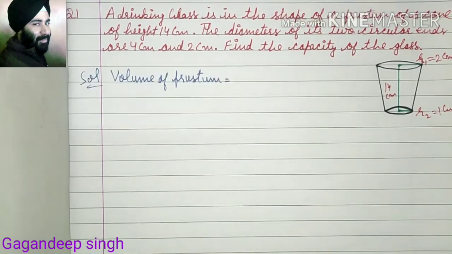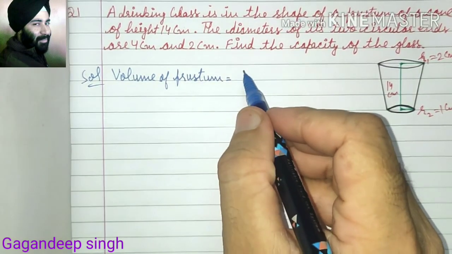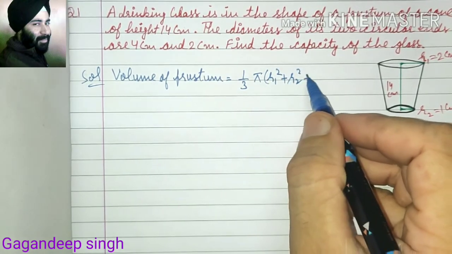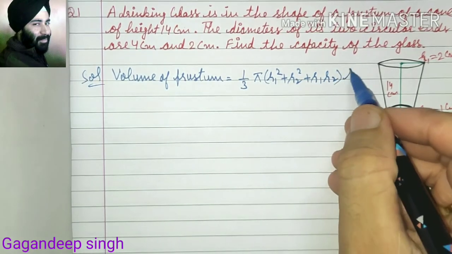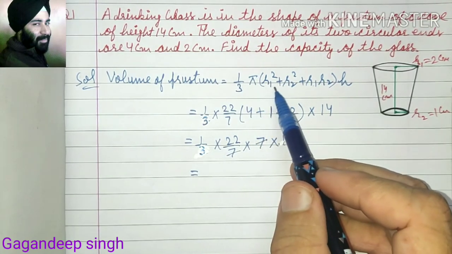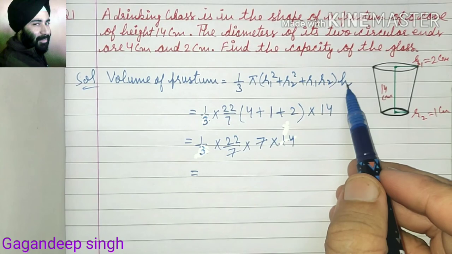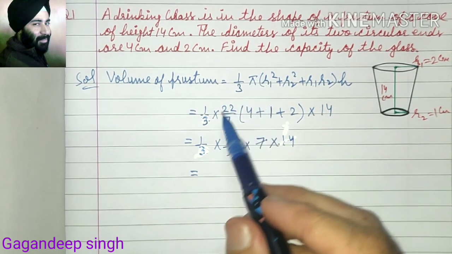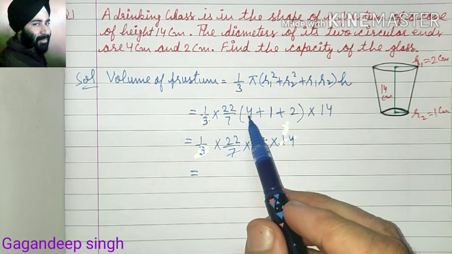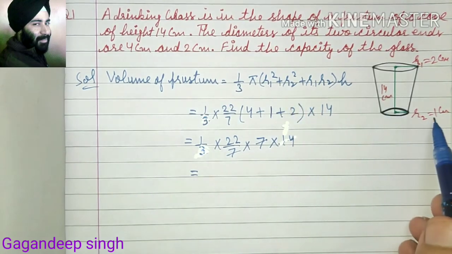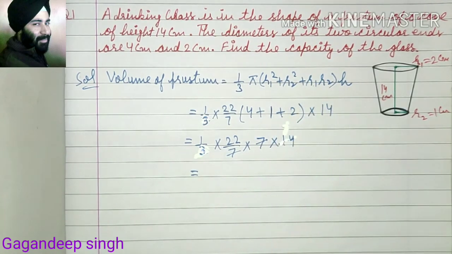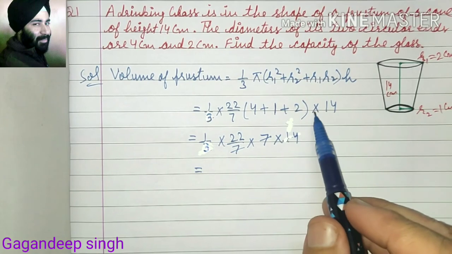So volume of frustum formula is 1/3 pi (r1 square plus r2 square plus r1 r2) into h. 1/3 as it is, pi is 22/7, r1 is 2 cm and square of 2 is 4, plus r2 square. r2 is 1 cm and square of 1 is 1, plus r1 r2, 2 into 1 is 2, into h.